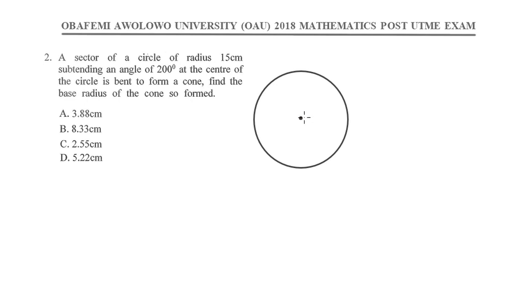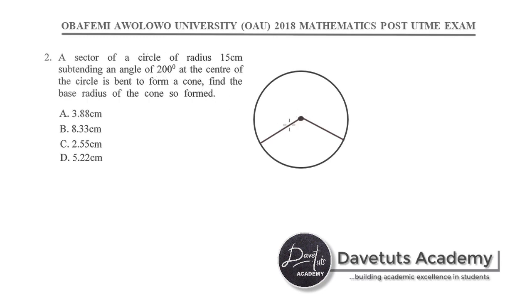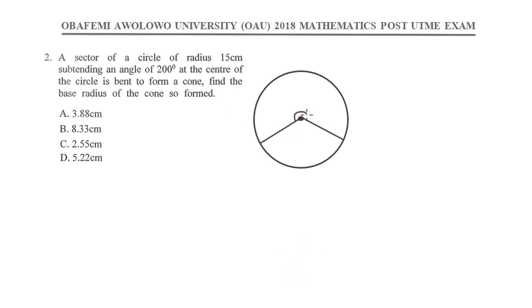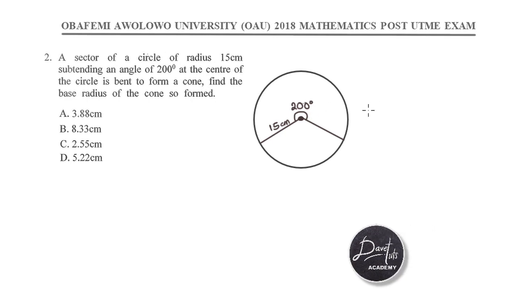So here we have our circle, and we want to look at the sector of the circle, which is subtending an angle of 200. Now, the sum of angles at a point is 360. So 200 will take the larger share because it's greater than half. So that means our major sector here is going to define angle 200 degrees. And then we are told that the radius is 15 centimeters.